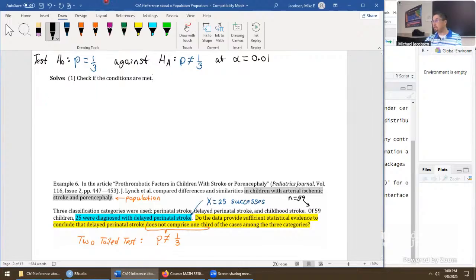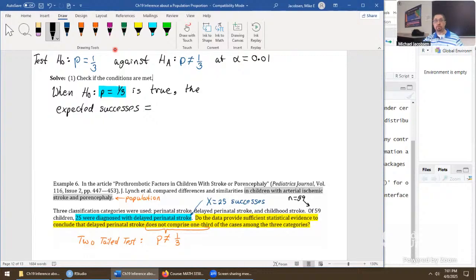Let's actually start with a statement. When H naught, p equals 1/3, is true, forgot to color code that, the expected successes is going to be equal to, the formula provided is n times p naught. Really kind of confusing. Keep in mind, here's the true proportion p. P naught is the value just to the right, they're set equal to each other. But that's what the p naught is referring to in the formula, just the 1/3.